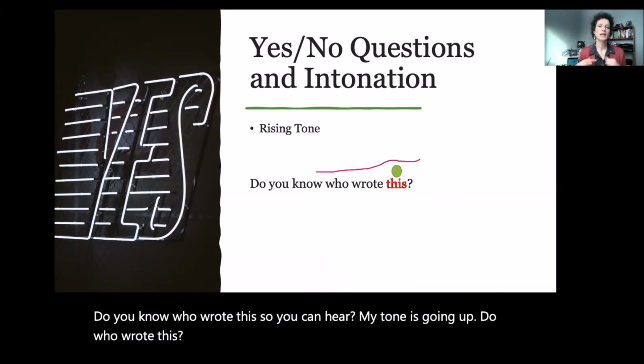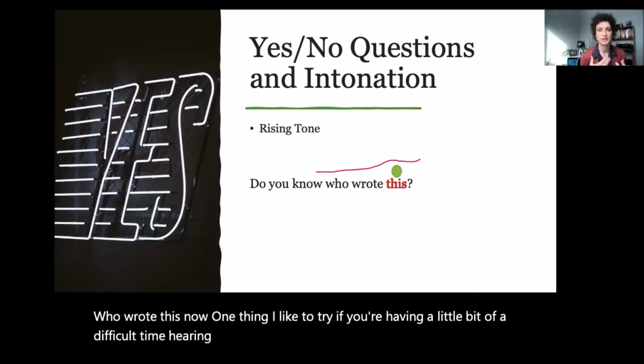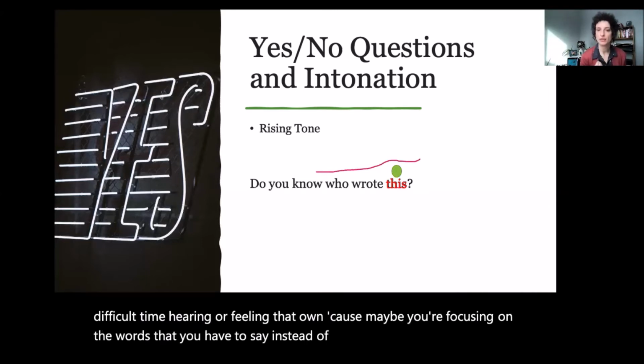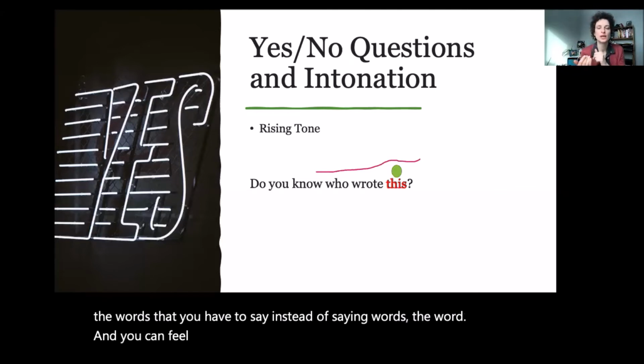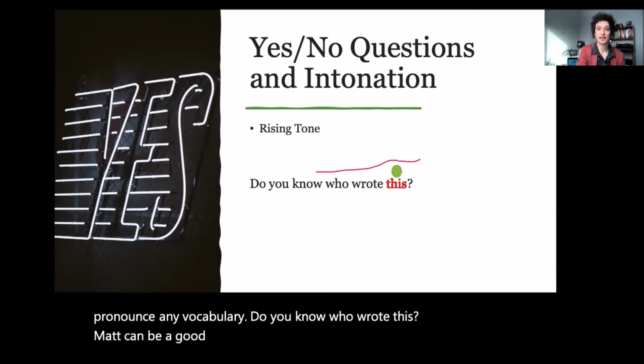Now, one thing I like to try, if you're having a little bit of a difficult time hearing or feeling the tone, because maybe you're focusing on the words that you have to say, instead of saying words, hum the word. Hmm? And you can feel that rise in tone without worrying about having to pronounce any vocabulary. Do you know who wrote this? And that can be a good method for really feeling that rise in tone.